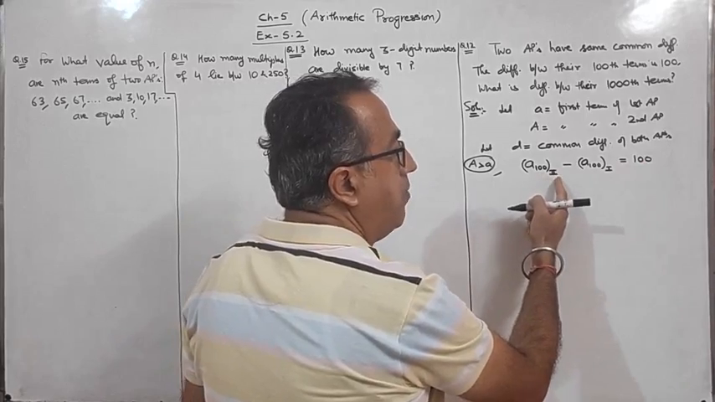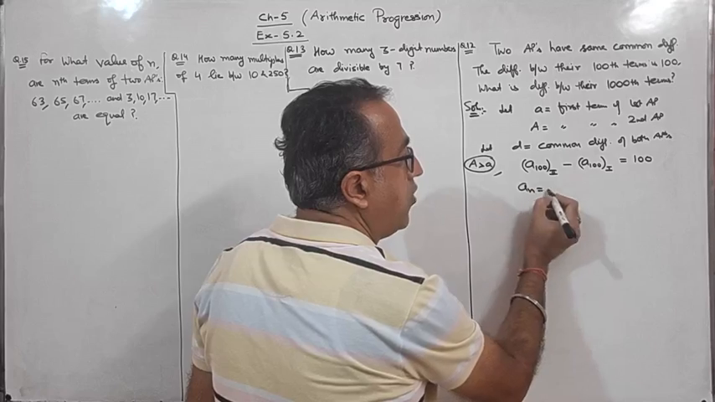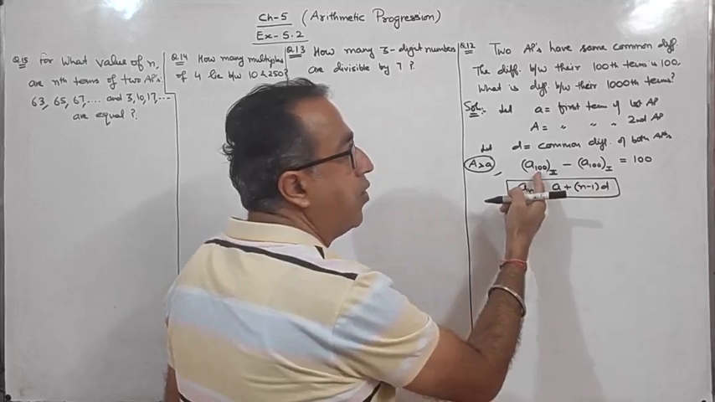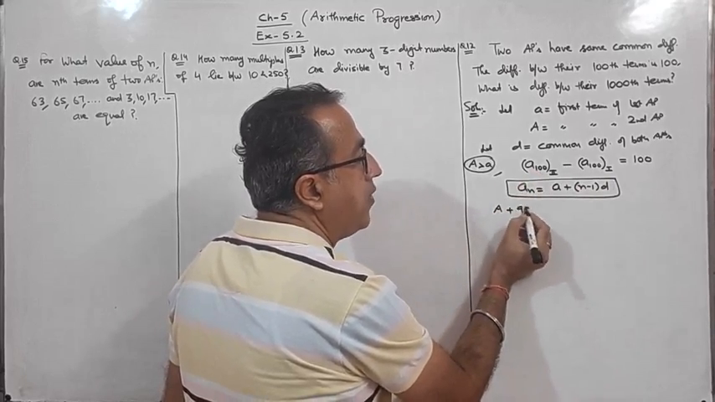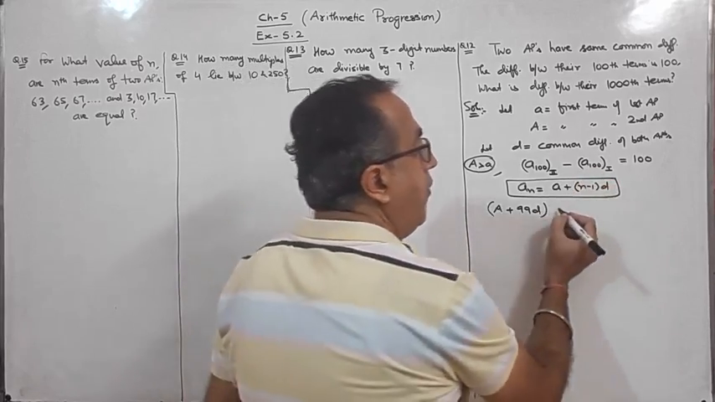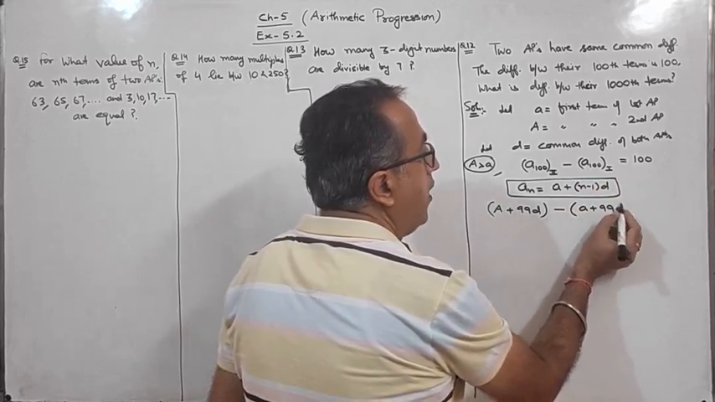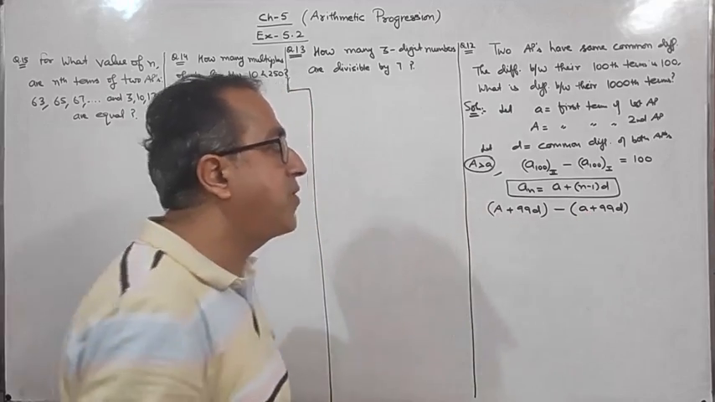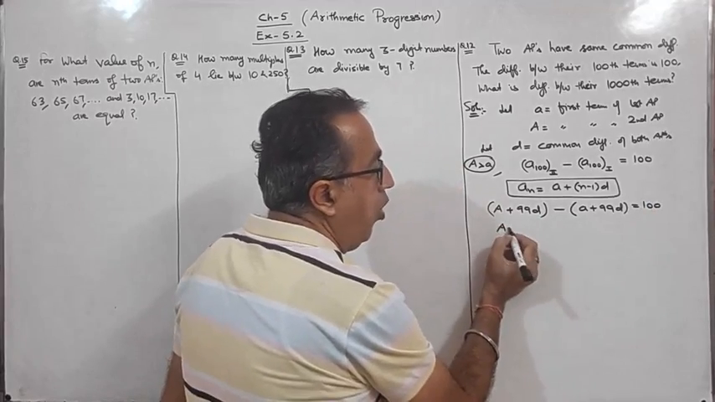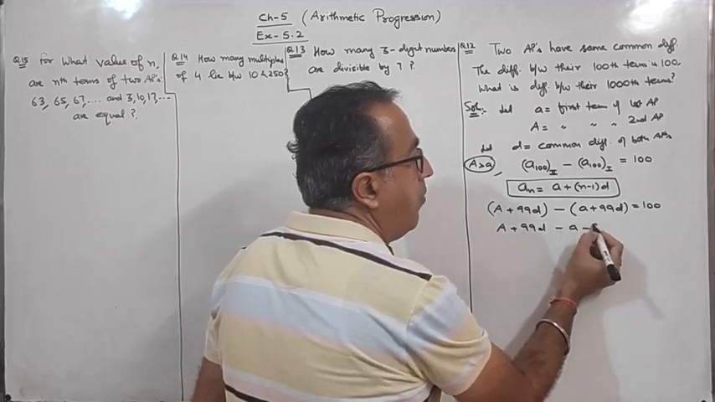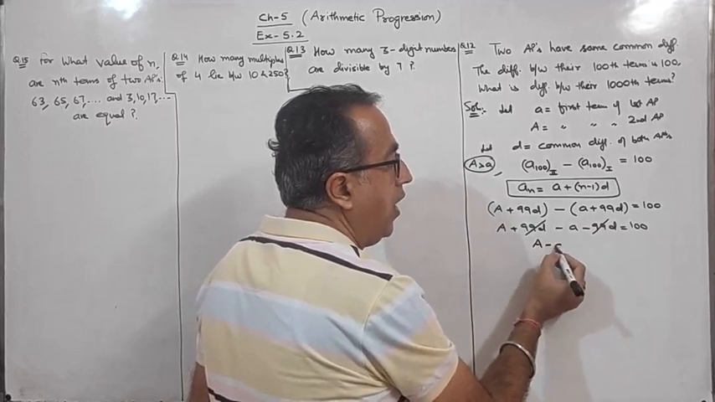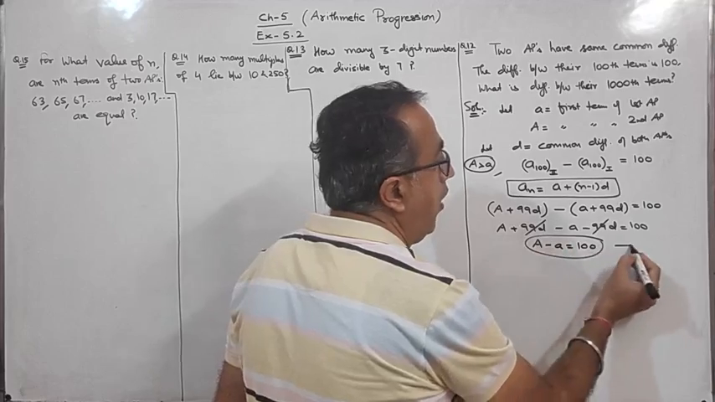Using the general term formula, an is equal to a plus n minus 1 into d. The 100th term for the second AP is capital A plus 99d, and the 100th term for the first AP is small a plus 99d. It is equal to 100. So open this bracket: minus a minus 99d is equal to 100. 99d cancels. We get A minus a equal to 100. This is our equation number 1.